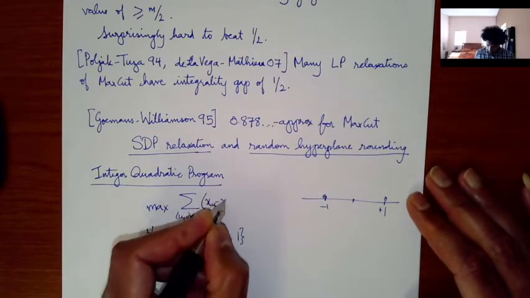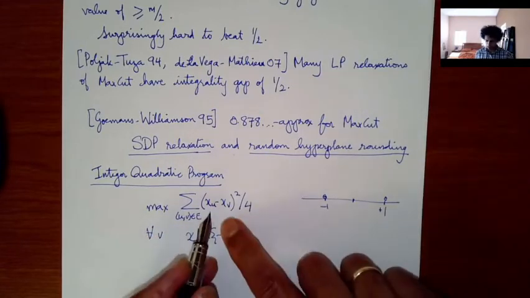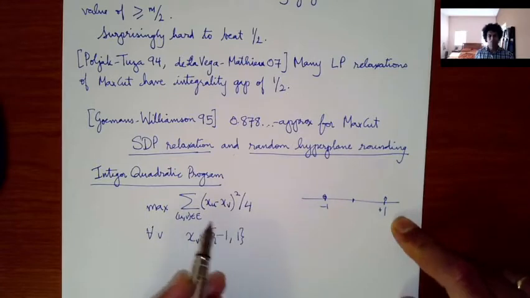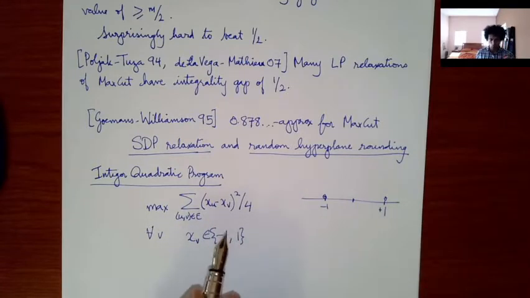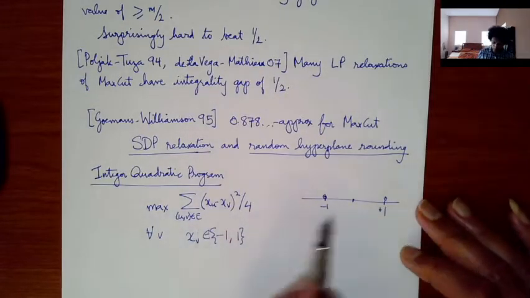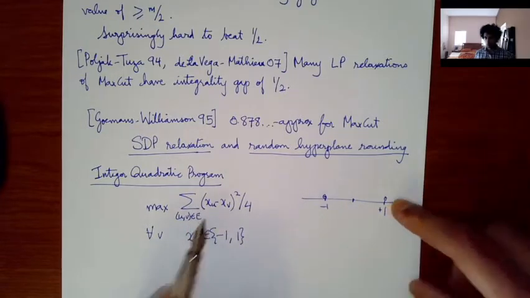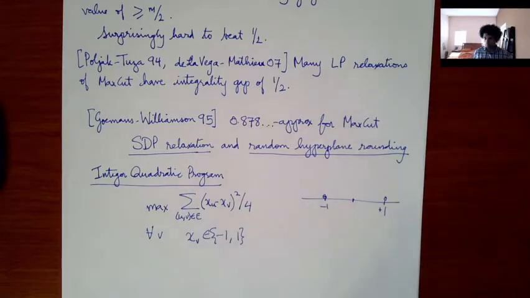And so what you get is simply (xu minus xv) squared. We divide by 4 because when xu and xv are different, their difference has absolute value 2, and 2 squared gives 4. So for every edge where the vertices are on different sides, you get a contribution of 1. And this is the integer quadratic program. Any questions about this? Okay.